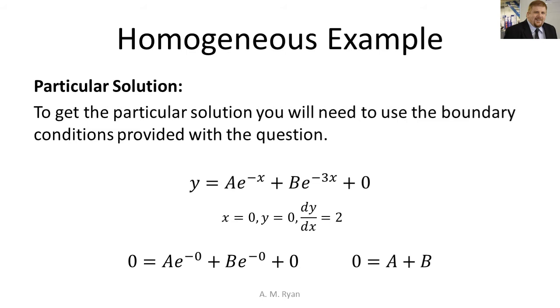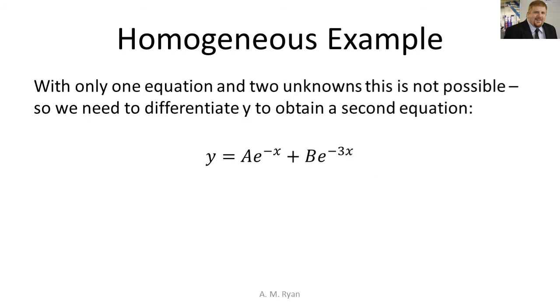So we need two equations because we've got two unknowns, and that's why we differentiate. We've got a boundary condition for the differential of y as well, so we need to differentiate this function to determine what dy/dx is. It's a relatively straightforward one to differentiate: multiply by the power and leave everything else the same. So we get that dy/dx is minus 1a e to the minus x minus 3b e to the minus 3x.